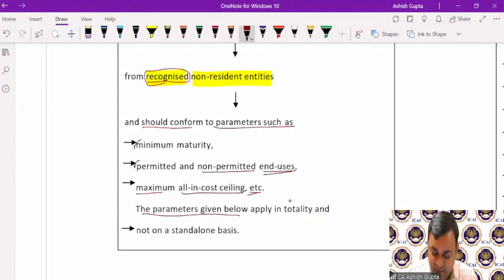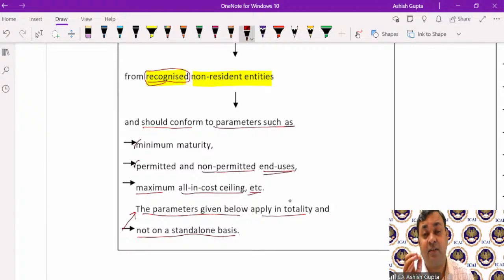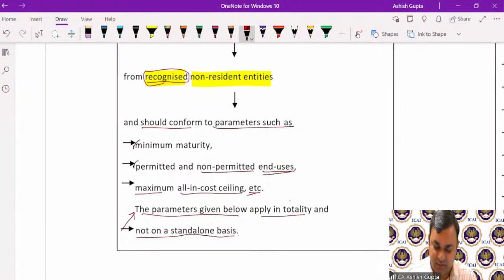The parameters given below apply in totality and not on a standalone basis. It means you need to comply with these parameters cumulatively, and it is not restricted to fulfilling any one condition. Whatever minimum maturity is prescribed under FEMA, you need to comply with it, and permitted and non-permitted end use is also prescribed. So the government has identified that if an individual resident in India wants to raise any loan externally for a commercial purpose, they can take it from recognized lenders only, with certain parameters.